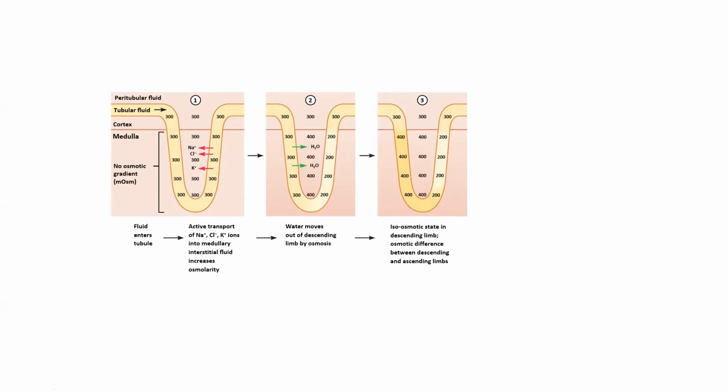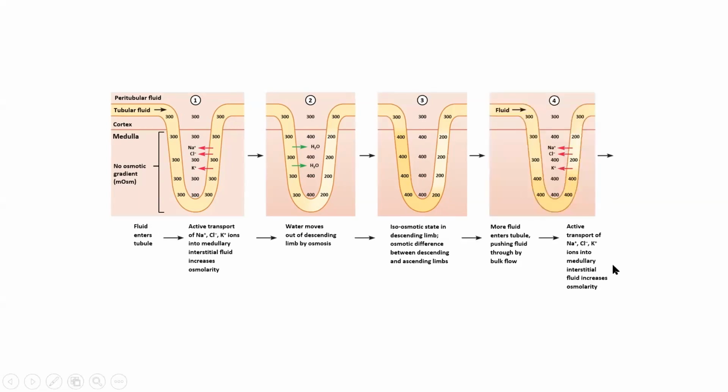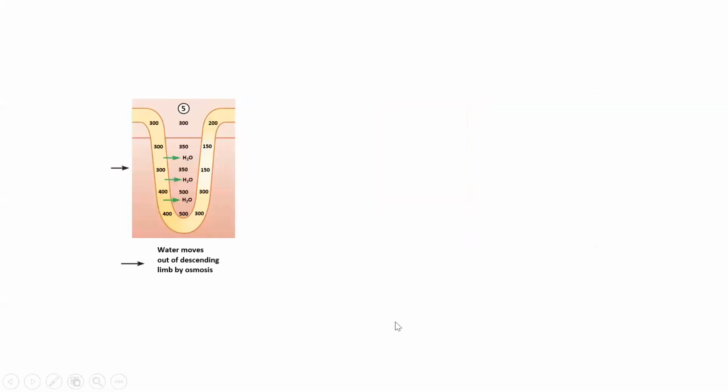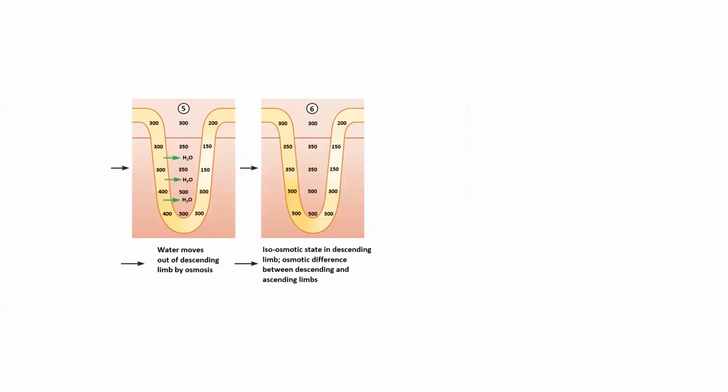Now, this happens again and again until this gradient is slowly established. So we push more fluid down into that descending limb, and the osmolarity of the fluid that is newly pushed in is going to be lower than the osmolarity of the fluid that's going to be at the deeper parts of the tubule, right? It's going to be 300 that's coming in fresh from the cortical area and 400 for the areas that are deeper in the medulla. And the same sequence of events takes place again. We actively pump sodium, chloride, potassium across the ascending limb, and then we passively move water across the descending limb until we again get to a state of equilibrium, or in an isoosmotic state once again.